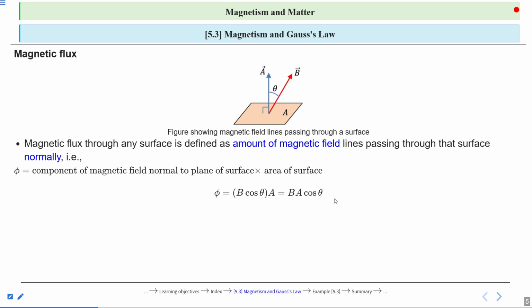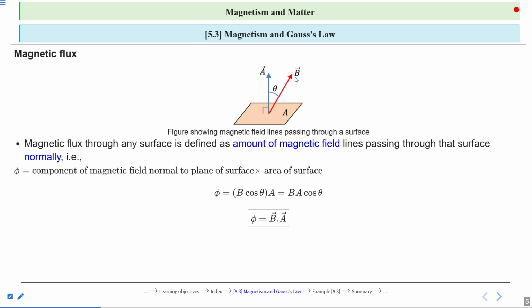Okay, so BA cos theta, if we want to write it in vector form, will result in phi equal to B vector dot A vector. We know that the dot product of two vectors results in a scalar quantity. So this magnetic flux is a scalar quantity. Okay, it is the dot product of magnetic field and area vector. Got it? So it will result in BA cos theta.